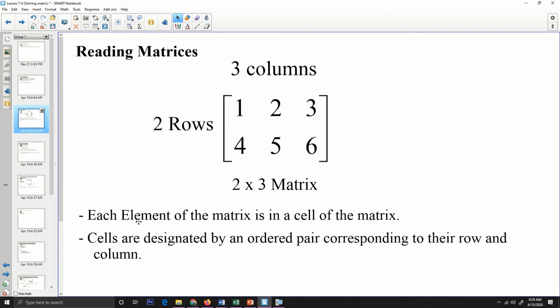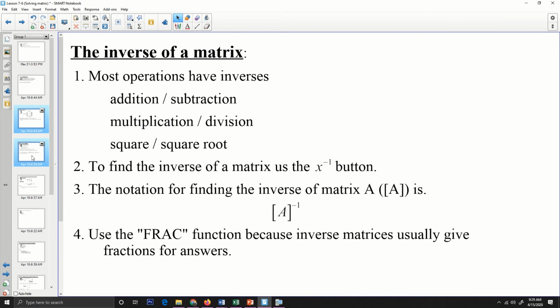Each element of the matrix is in a cell of the matrix. So the 1 is in the row 1, column 1 cell of the matrix. And those cells, as I just said, are designated by an ordered pair corresponding to their row and column. We will see that when we type these in the graphing calculator, and I will stop to show you that.